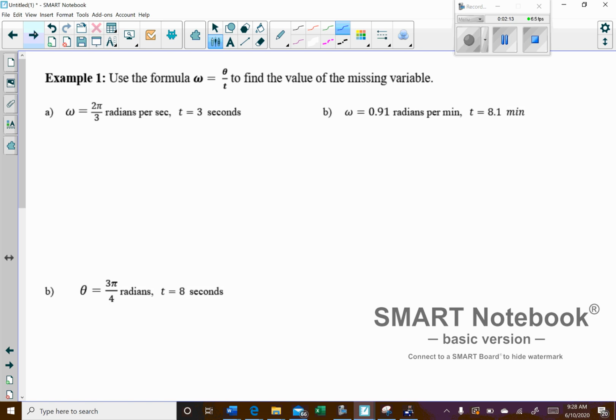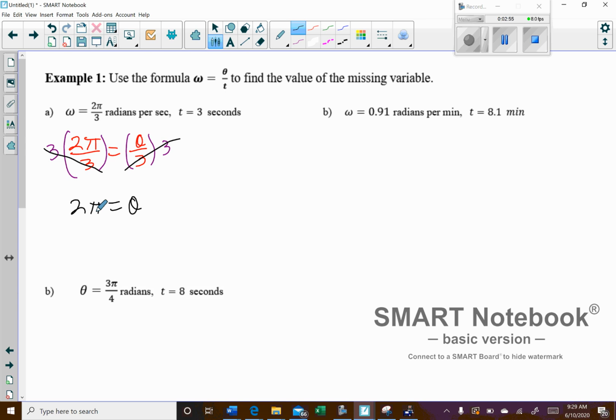On our first example, we have angular speed is equal to theta divided by time. Solve for the missing variable. On this first one, we're missing the angle, theta. So we'll fill in everything we know and then solve for what we don't know. Like I said, these should be fairly basic. Here we'll multiply both sides by 3 to solve for theta. That cancels, so we're left with 2 pi equals theta. So theta is equal to 2 pi radians.